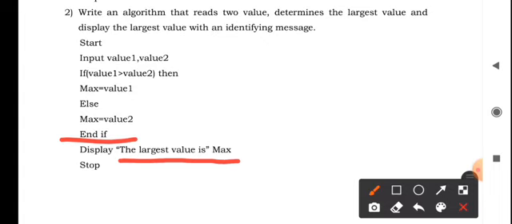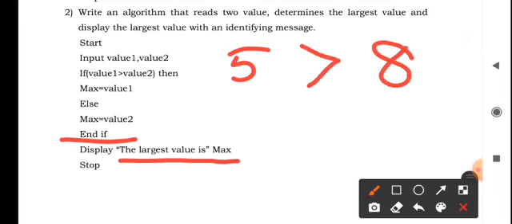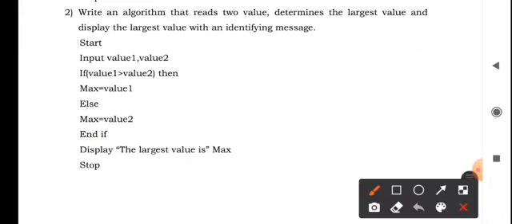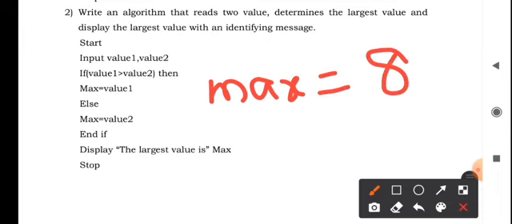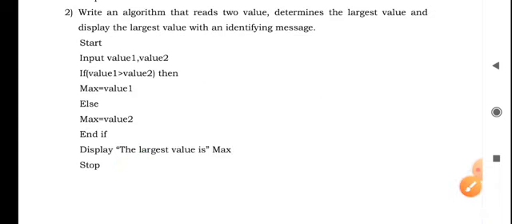For example, if you are specifying value 1 is 5, value 2 is 8, what will happen? It will compare. Is it true? 5 greater than 8? No, it is false. So, what will happen? Maximum equals value 2. What is that value 2? 8. So, what will be the display? Display the largest value is 8. Then we have to write stop.